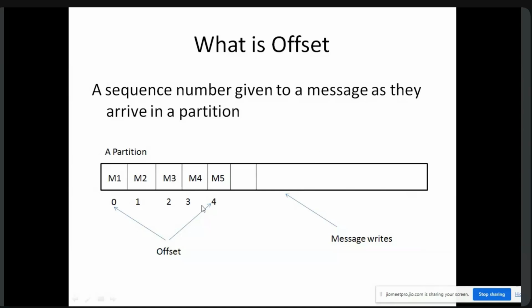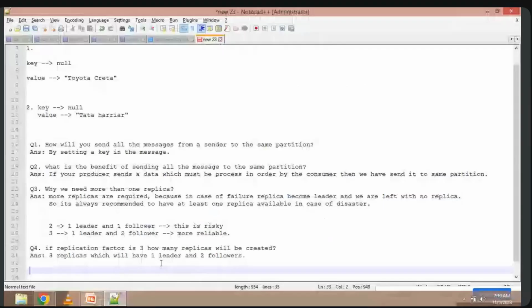In this partition we have data coming in, like M1, M2, M3. Are these called segments? No, I think you are confused. Segments are nothing but the files where this data will be stored. M1, M2, M3, M4, M5 will be written in a file. But each and every message written to a file will also be given a number, and that number is the offset. Let me remove that confusion.